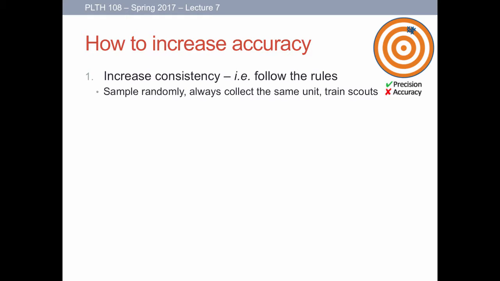So how can we actually increase accuracy? These are relatively straightforward, but if consistency is a problem, we need to increase consistency, right? So if you've got scouts, you need to spend some time training them on specifically what it is that you want them to be doing. You need to instill in them the idea that there are certain rules and that those rules matter, so you have to follow them.